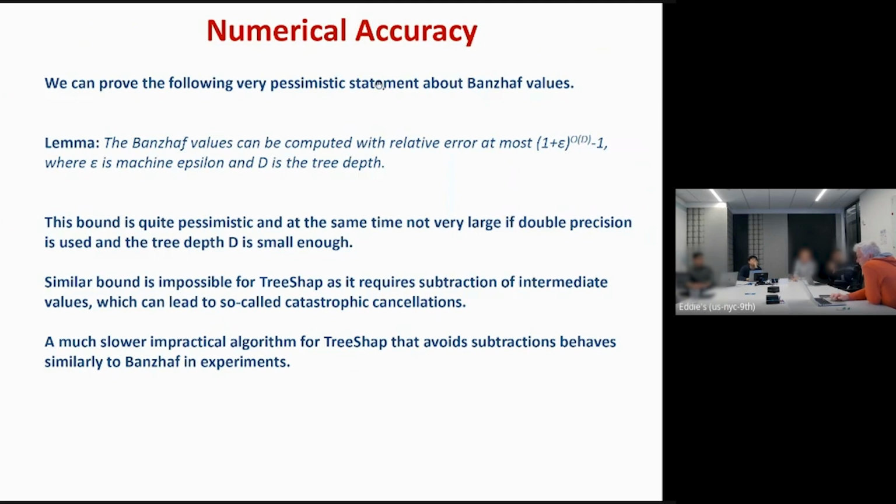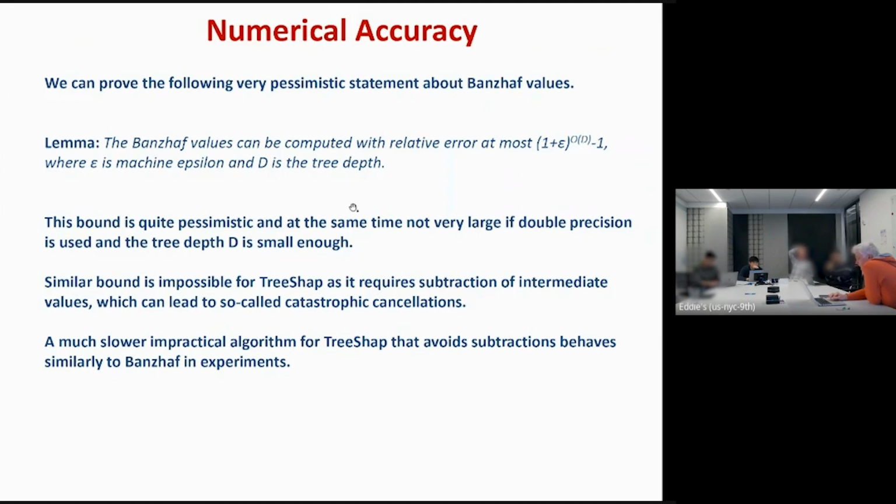And we looked into it. I will give you some more examples, but for something which we proved for the Banzhaf value, it's very pessimistic and weak, but at least you can prove it. If the tree depth is d, and epsilon is the arithmetic error of your machine, then the Banzhaf values can be computed with this error. Essentially, if the depth of the tree is smaller than the inverse of your arithmetic error, then it should be quite fine.